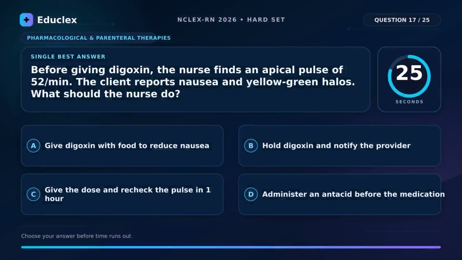Question 17. Before giving Digoxin, the nurse finds an apical pulse of 52 per minute. The client reports nausea and yellow-green halos. What should the nurse do? Here are the options. Option A. Give Digoxin with food to reduce nausea. Option B. Hold Digoxin and notify the provider. Option C. Give the dose and recheck the pulse in 1 hour. Option D. Administer an antacid before the medication. Your 25-second thinking time starts now.